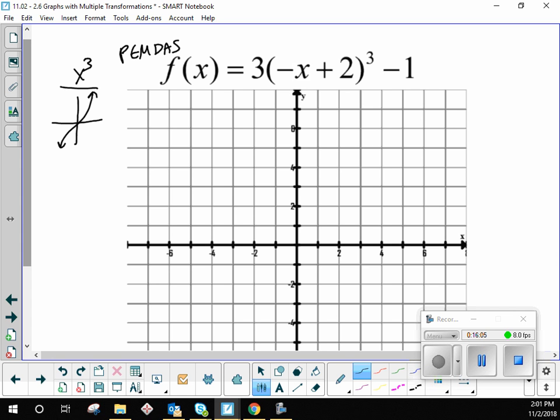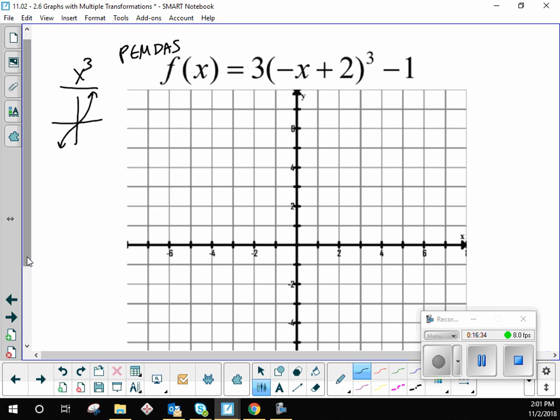So in this case, that sort of shortcut fails. But what you can depend on is the steps on the front of your notes. Horizontal shifts, which is what plus 2 is, come before reflections, which is what that negative in front of the x is. So you have to remember that order. Horizontal first, reflections next.